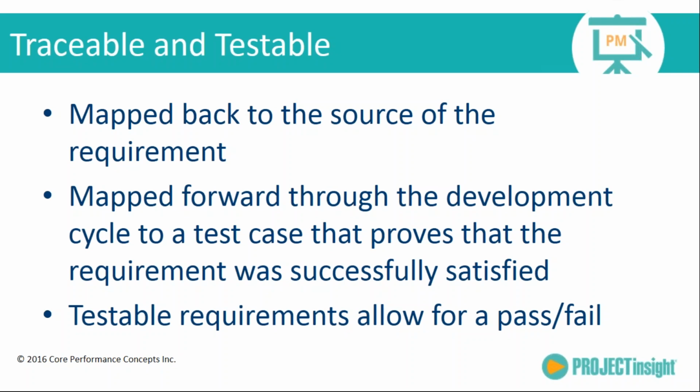That product backlog that we talked about is a listing of things we want to deliver. So your requirements should be mapped back to what you want to deliver within the sprint. And it needs to be mapped forward through development to a test case that proves that the requirement was successfully satisfied. This is where I went back to the acceptance criteria. Your requirement needs to match the problem you're trying to solve or the deliverable you're trying to deliver, and forward to the test case that proves that you got there.